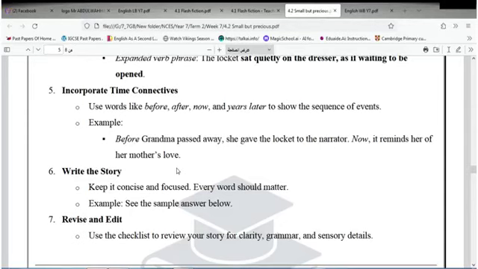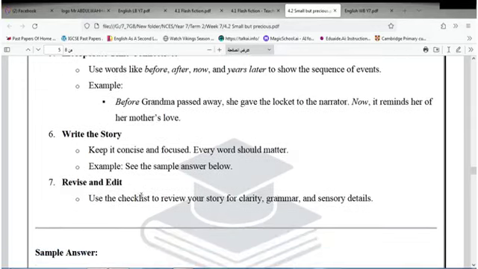So it is about an object you saw, smelled, tasted, or heard, for example, and suddenly you remembered some memories or something that happened in the past. So you are shifting between times, between the present and the past. Then you have to write your story, keep it concise and focused, because every word matters, and explain, give an example, and then revise this writing and edit your mistakes.